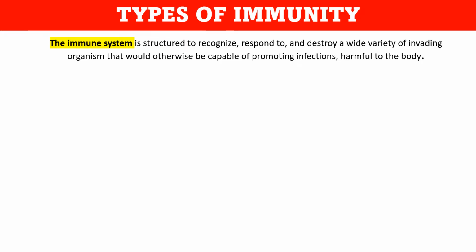Let's start with the immune system definition. The immune system is structured to recognize, respond to, and destroy a wide variety of invading organisms that would otherwise be capable of promoting infection harmful to body substance.